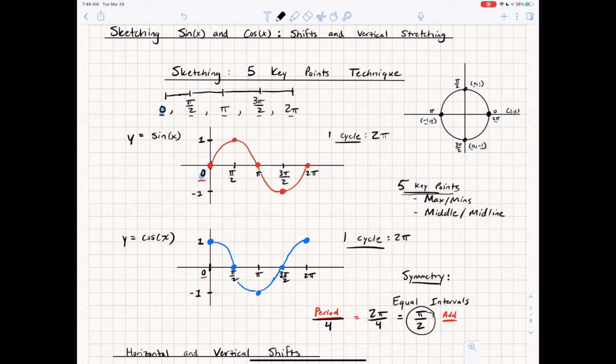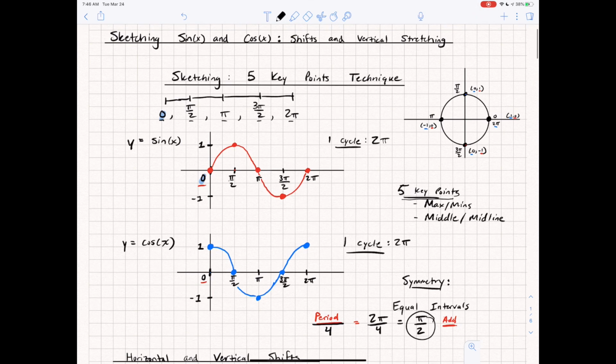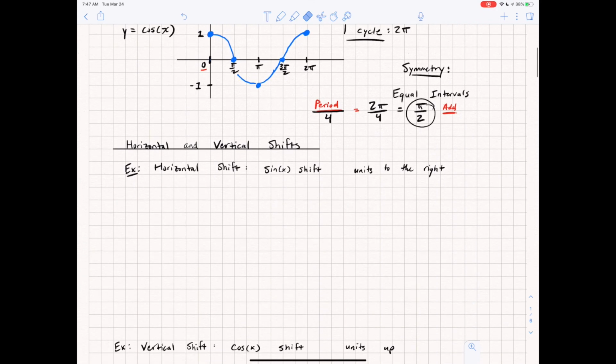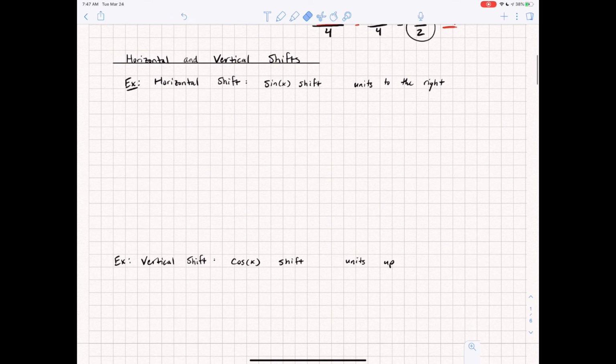All right, now understanding these 5 key points technique, understanding the basic graphs of sine and cosine, we can now go through and actually look at applying some transformations. Specifically, we're going to start with shifts, and then we're going to hit on some vertical stretching. And then in the next part of the video, we'll talk about horizontal stretching and then put it all together into one general format.